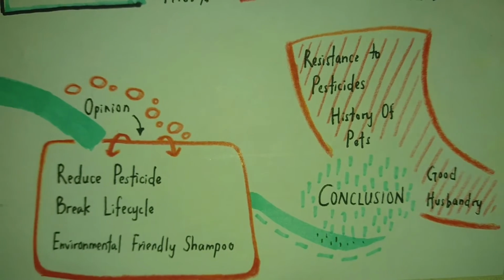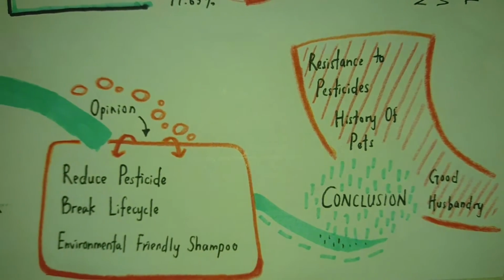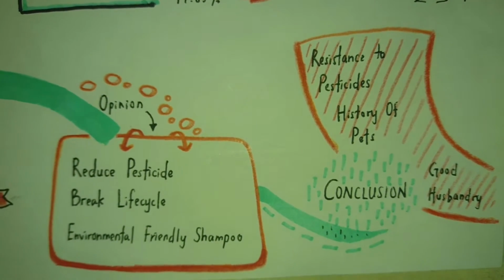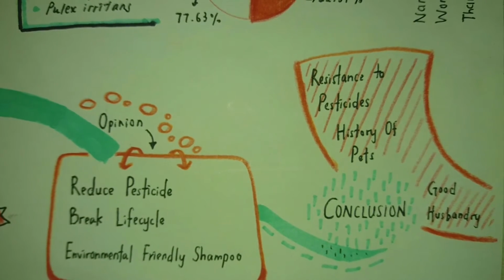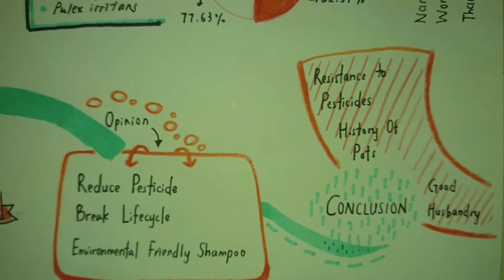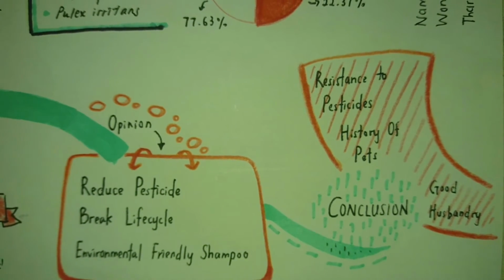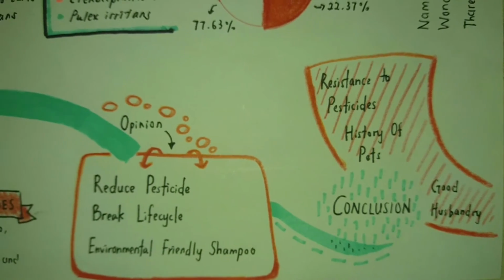Veterinarians are also advised to look at the history of the infected pets and find the potential treatment deficiency before proceeding to further treatment. Last but not least, the owner should practice good husbandry on the pets and their environment to reduce the severity of flea disease on the pets.